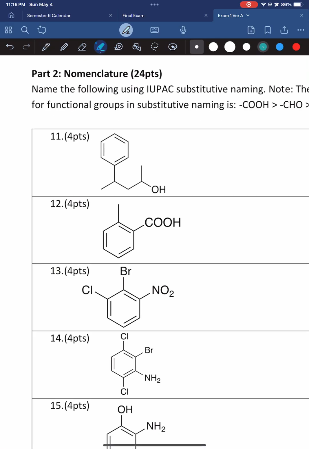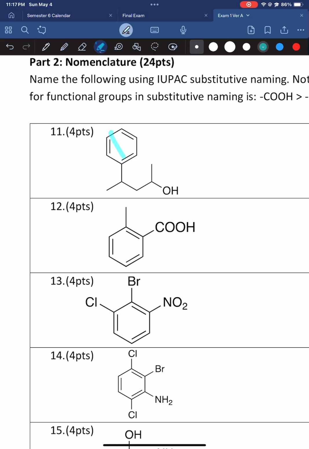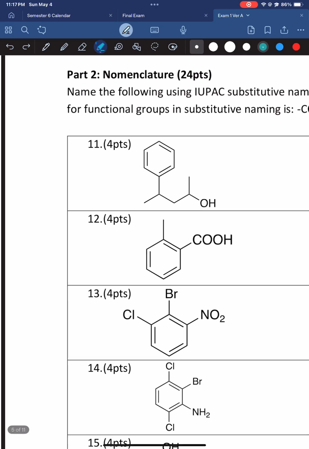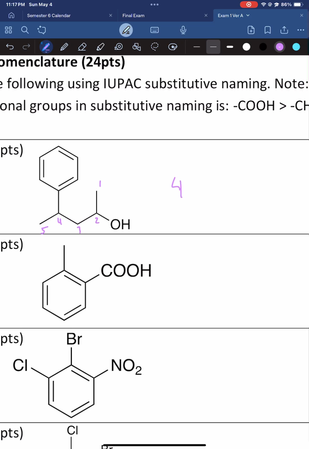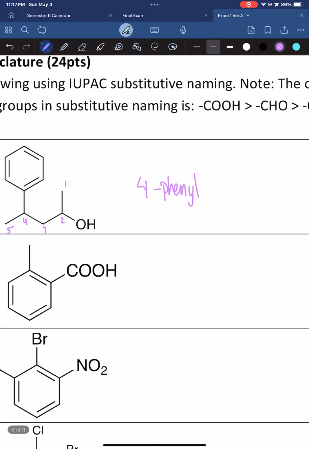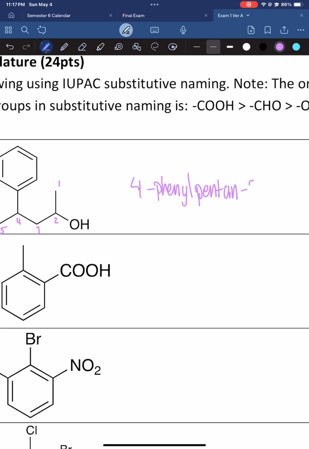First, we always want to find the parent chain, and in this case, ignore this benzene. Although you might want to start here, you're going to quickly find yourself running into a wall because it's going to be a struggle. In this case, the alcohol is going to take the priority of what is going to be the parent, so we're going to name that with the lowest number possible. We're going to go 1, 2, 3, 4, 5. And if we name this out, it's going to come out to be 4-phenyl. Remember, benzene as a side chain is going to be called phenyl. It's a 5-membered chain, so it's going to be pentan. The alcohol is on carbon 2, 2-ol.